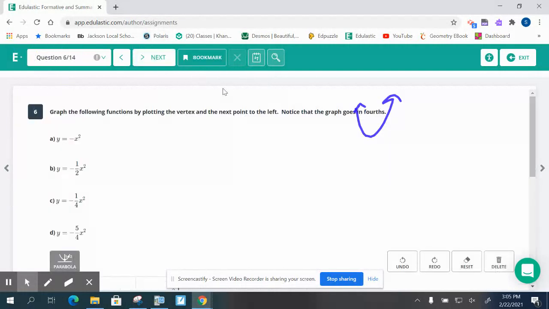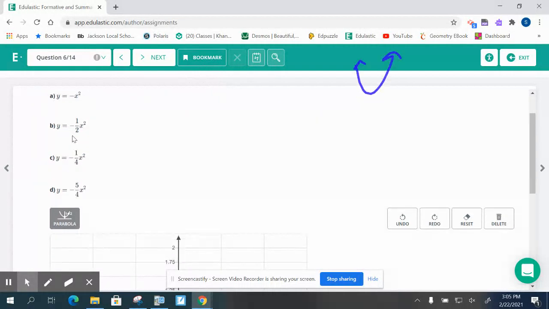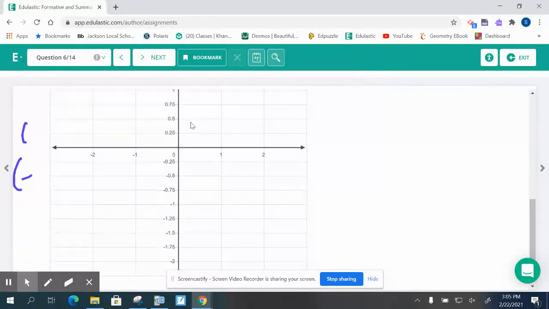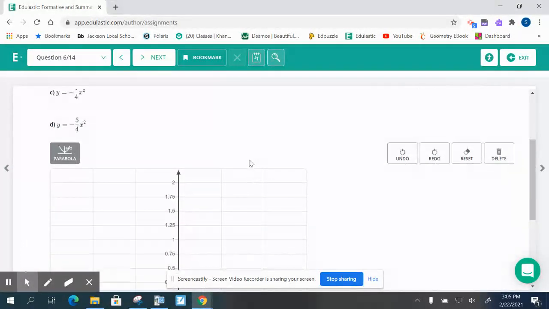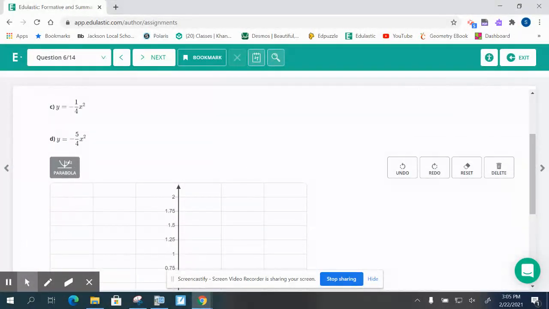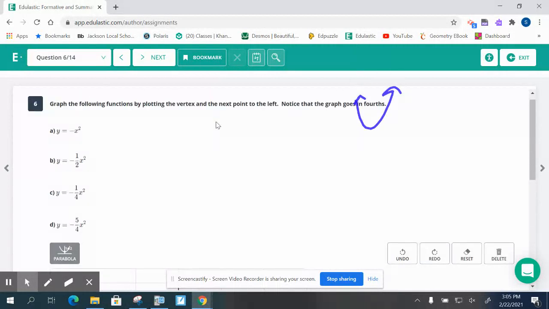Okay, so for this one, the first one is the same. So y equals negative x squared, you've already done that one. It's at 0, 0, and then if you go over 1, it's down negative 1. Now these other ones are different because they're fractions. So actually the smaller the fraction, the wider it's going to get. Okay, so here our next one is negative 1/2.